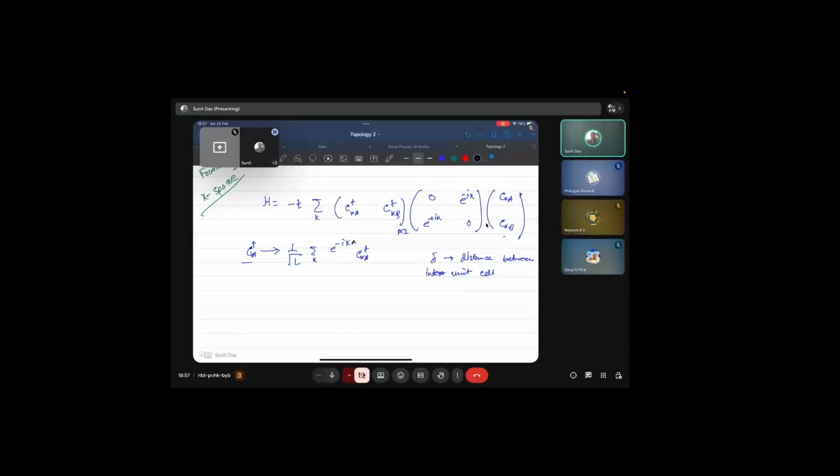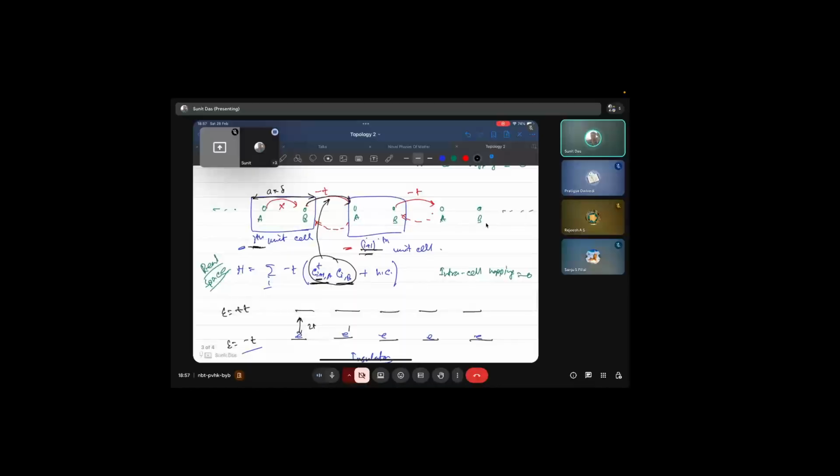So this is a. The distance between these two unit cells is a, and this is also a length of a. Since we are having the hopping from one unit cell to another unit cell, this extra length scale comes into the picture. So from the midpoint of this unit cell to the midpoint of this unit cell will also be a, right?